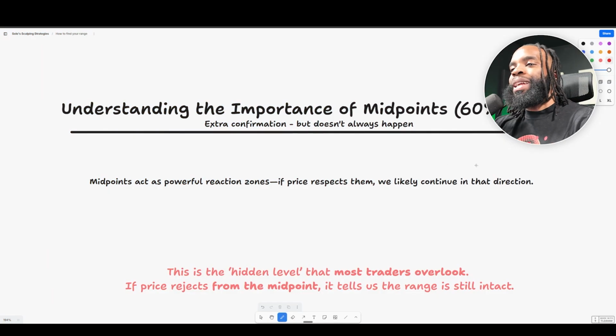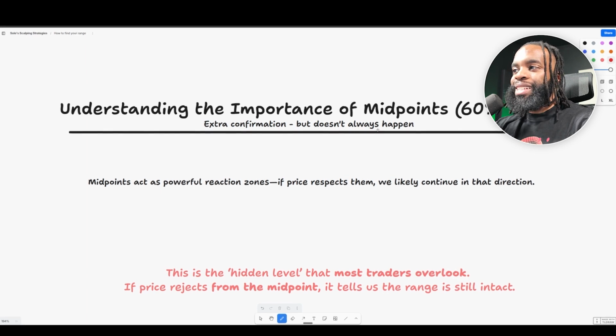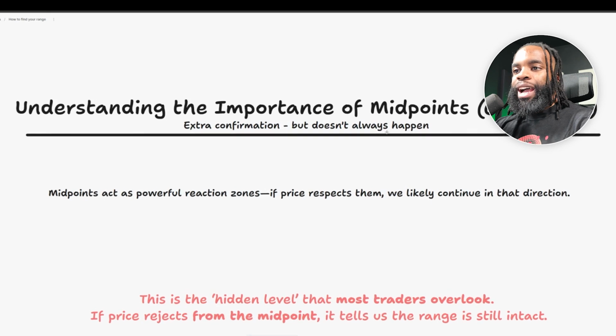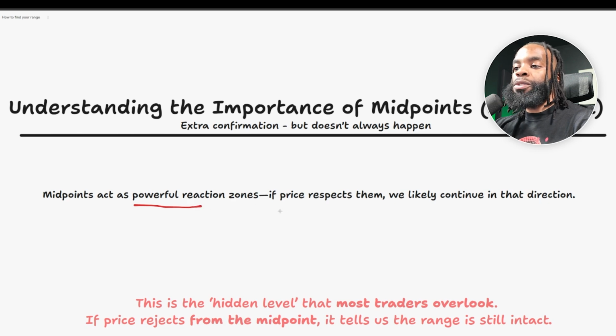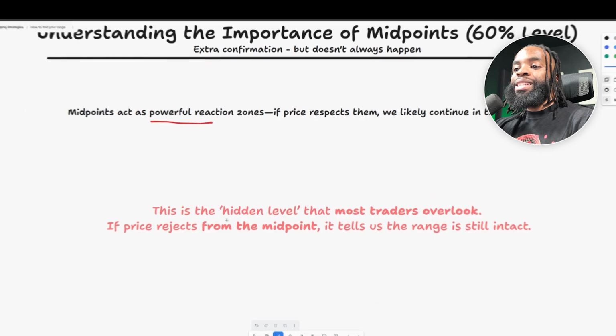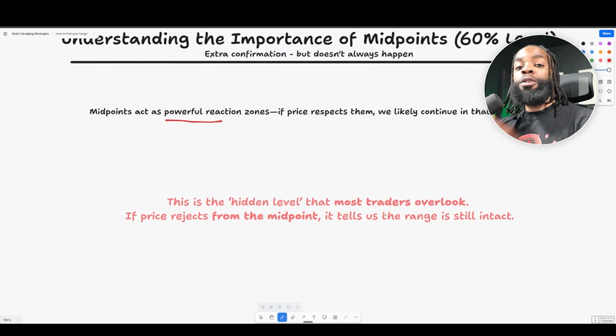And now that leads me into my next point, which is understanding the importance of the midpoint, which is the 60% level. Now, this is anywhere from the 50 to the 60. Midpoints act as powerful reaction zones. If price respects them, we likely continue in that direction. This is the hidden level that most traders overlook. If price rejects from the midpoint, it tells us the range is still intact.